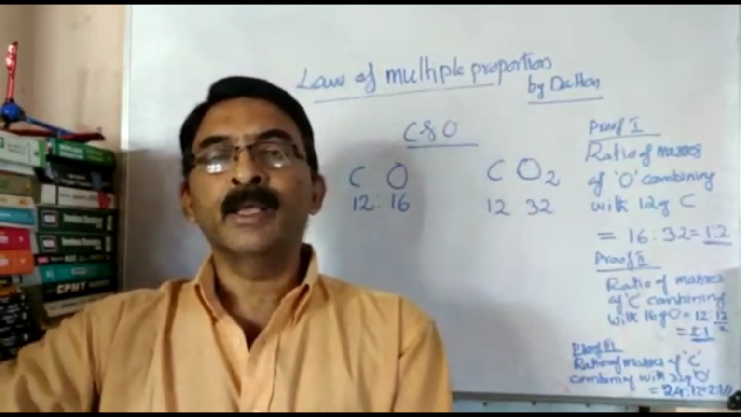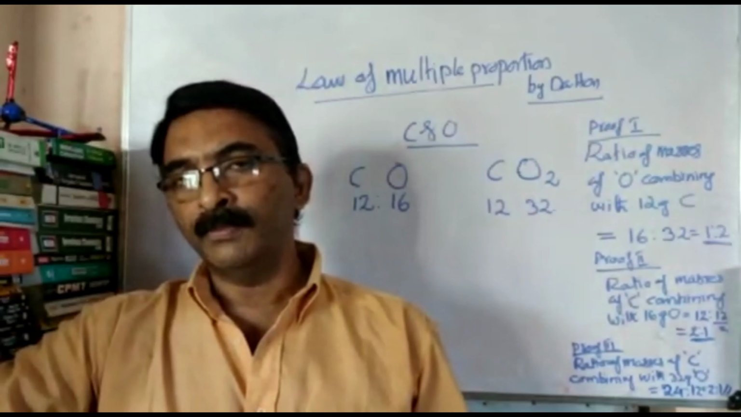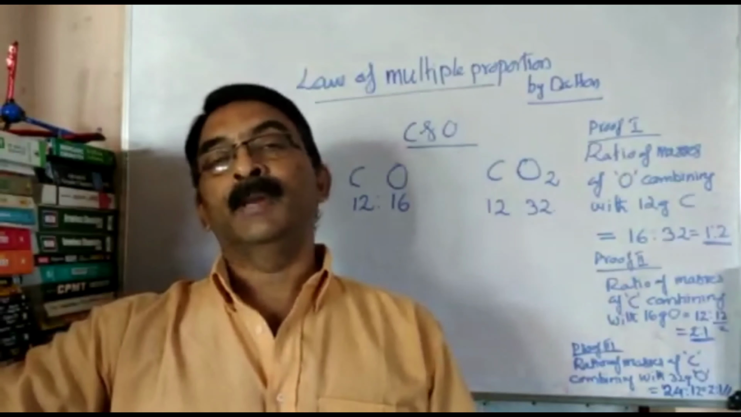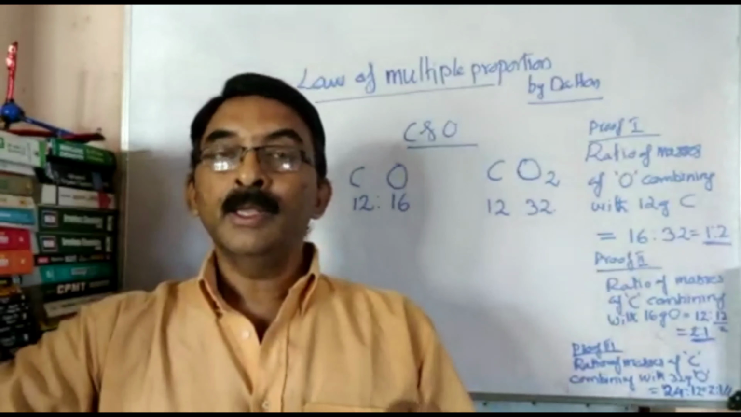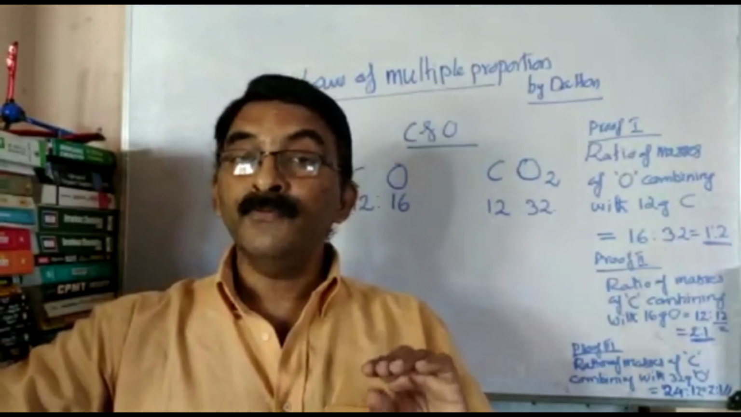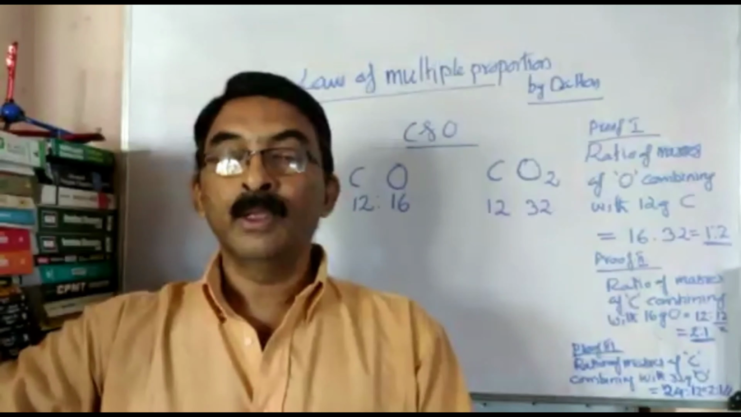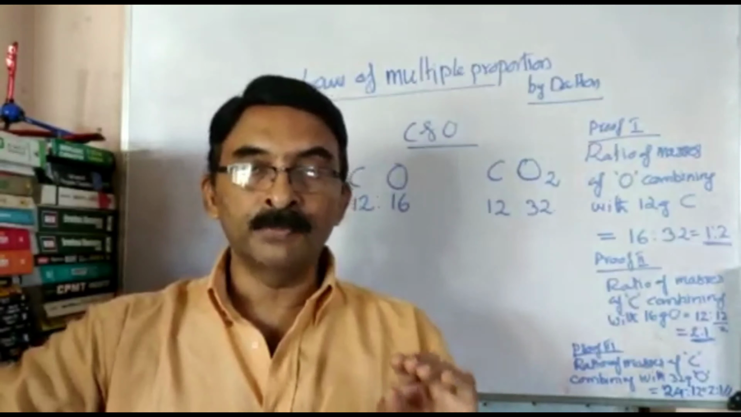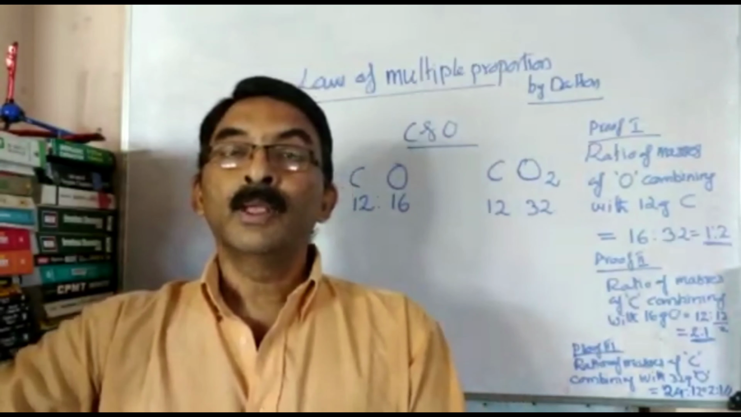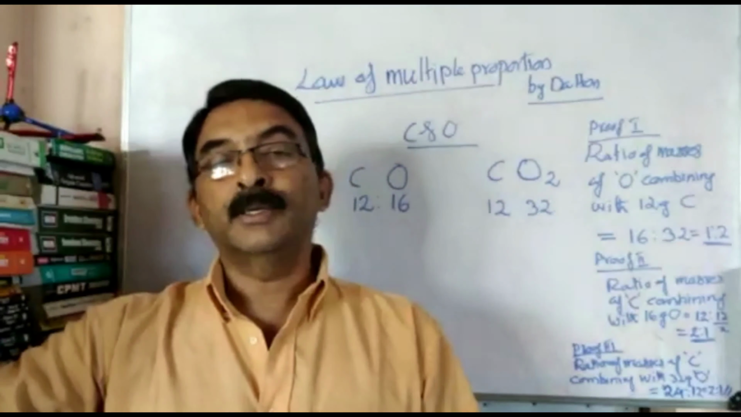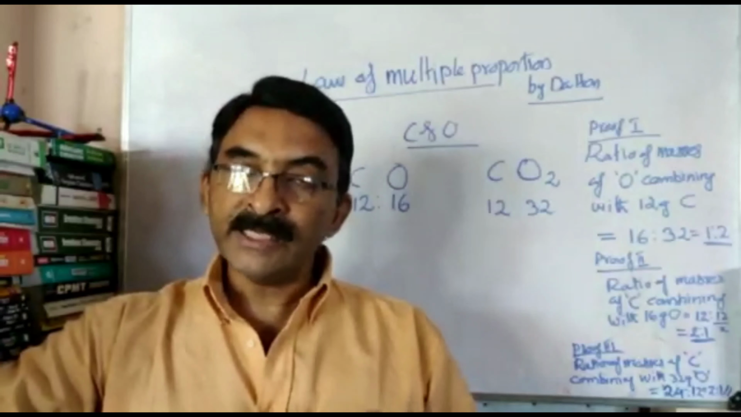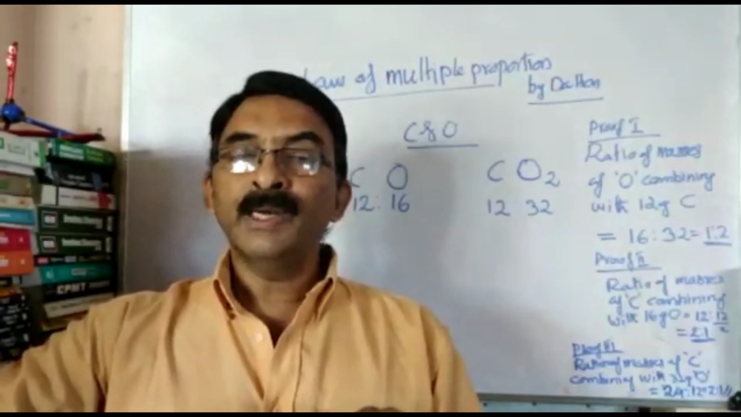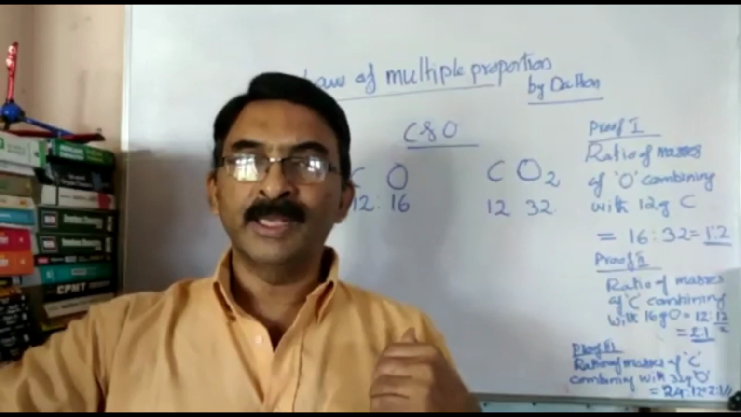The law states that when two elements combine to form more than one compound, the ratio of masses of one of the elements in the two compounds that combines with a fixed mass of the other will be a simple ratio. I repeat, when two elements combine to form more than one compound, the ratio of mass of one of the elements that combines with a fixed mass of the other will be a simple ratio. You will understand that better while we deal with an example.